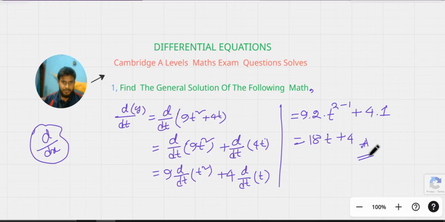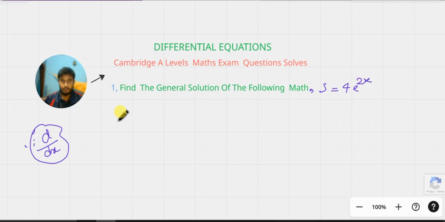So we have solved our first math, and I would like to go towards the second math. Here is a function s equal to 4 e to the power 2x. So now we will solve this math. So let's start our solution.